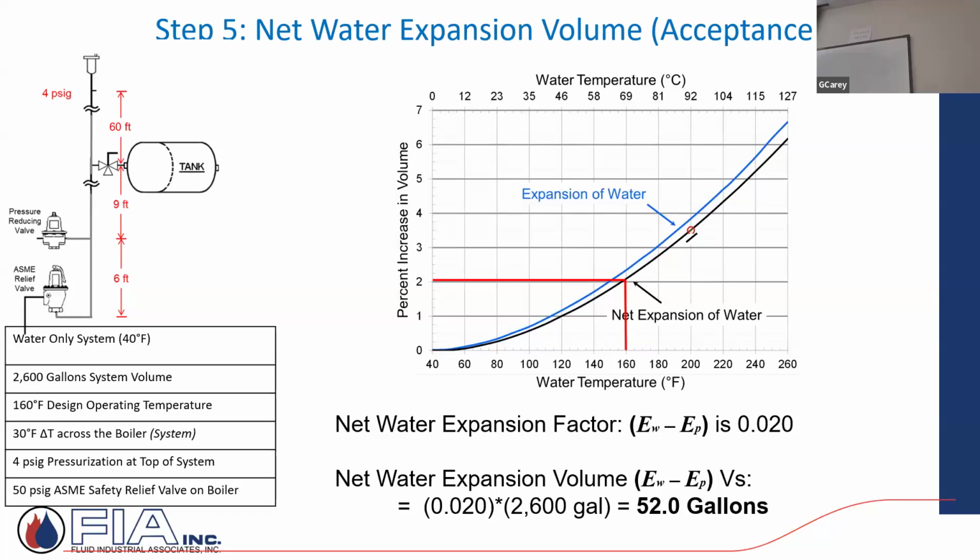So here's just going off a graph. The software will plug this all in for us, but it's the net expansion of water. And it's saying 160 is about a 2% increase in volume. So if I took 2,600 gallons times 0.02, I would have 52 gallons. So when I heat that water to 160, I'm going to have 2,652 gallons of water. I've got to have a place to take this 52 gallons.